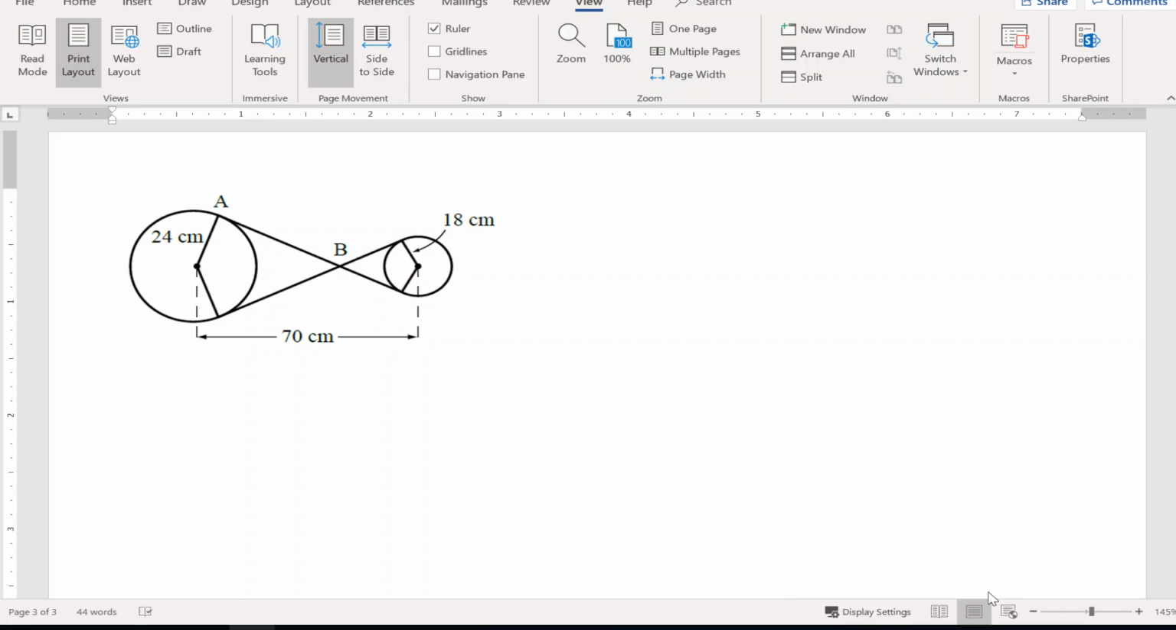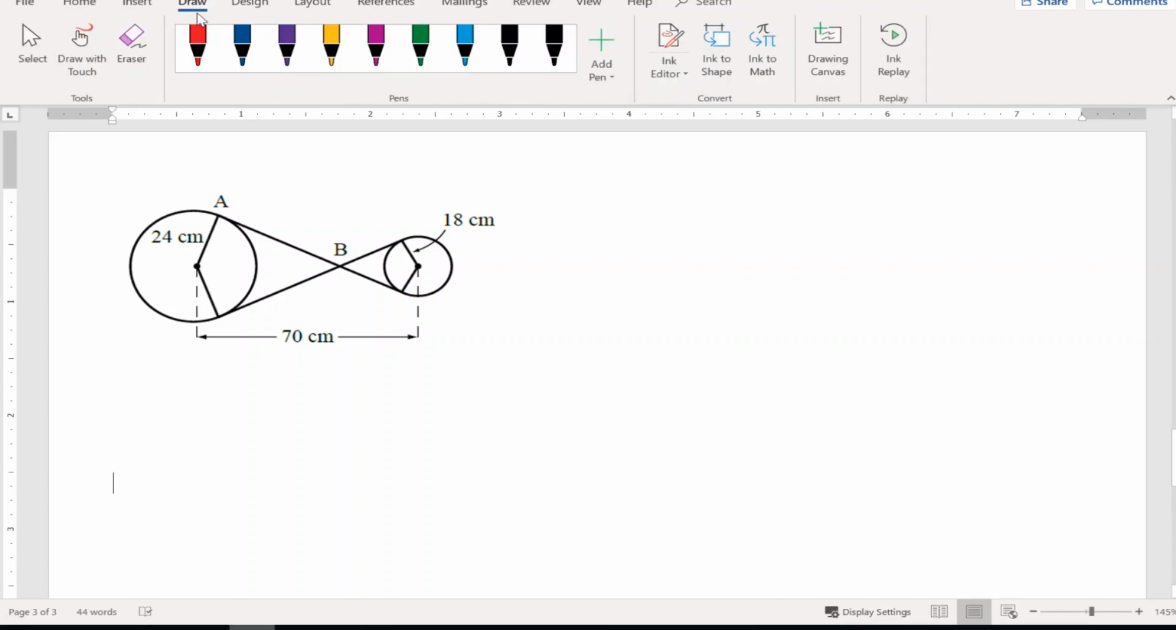In this example, we have two circles, each with a slightly different radii, and we have the distance from the center point of the first circle to the center point of the second circle. And then there are two tangents that meet the radii at the outer edge. Now, given that they are tangents to the circle, these angles here must be 90-degree angles.